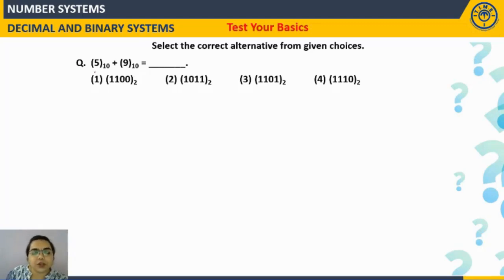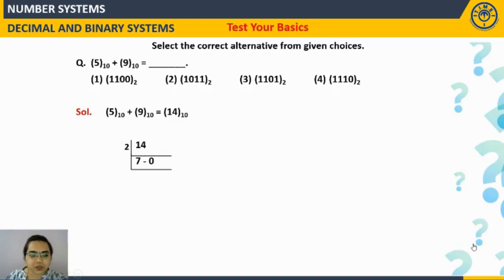Okay, right. So what do we have? 5 to the base 10 plus 9 to the base 10 equal to 14 to the base 10. What should be the next step? We should be converting this 14 into binary. So what shall we do? Let's take 14 divided by 2. Write down the quotient and remainder. Yes, so 14 by 2 is 7, remainder is 0.